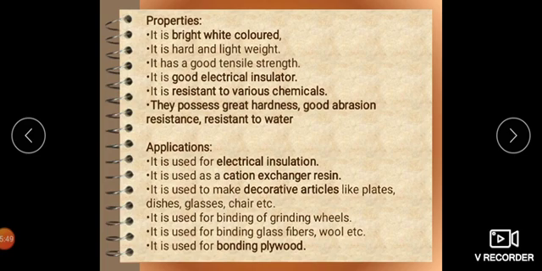The most important use of the resin is to bind grinding wheels, because it acts as a binder. It is also used for binding glass fibers, wool, etc. It is also used for bonding cloths. These are some uses of urea formaldehyde resin.